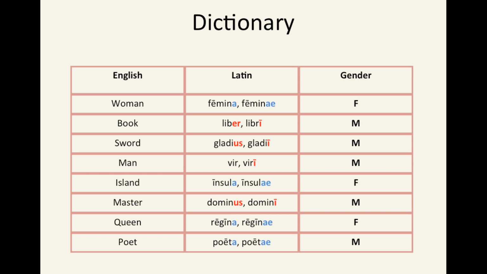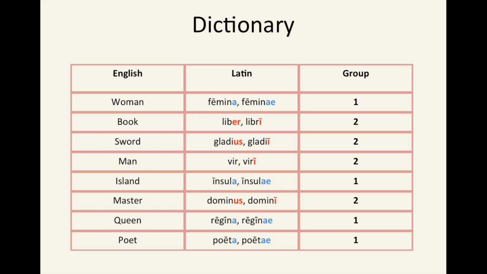Insula has a second form that ends in AE, so it's feminine. Regina has a second form that ends in AE, so it's also feminine. Dominus has a second form that ends in I, so it's masculine. Poeta has a second form that ends in AE, and it's masculine. Huh? Poeta doesn't fit our rule. It's an exception. Maybe we should come up with a better system for organising nouns.